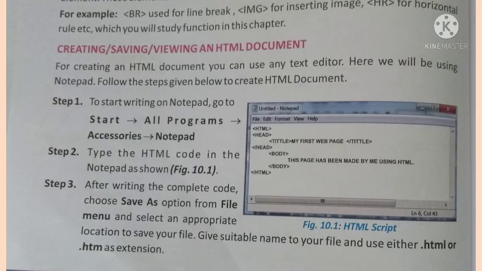Students, for creating an HTML document, we can use any text editor. Here we will be using Notepad. First of all, to start writing in Notepad, go to Start, All Programs, Accessories and Notepad. Then the Notepad window will appear on the screen. Then type the HTML code in Notepad. After writing the complete code, select the Save As option from the File menu and give a name with the .html extension. Now you have created an HTML document.